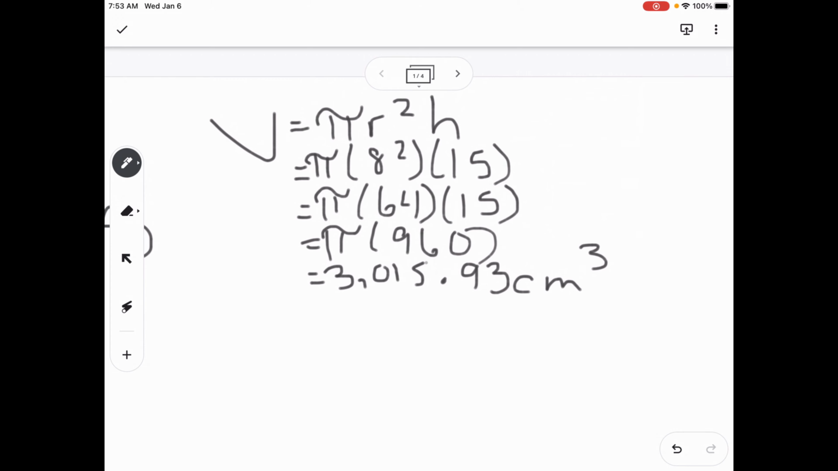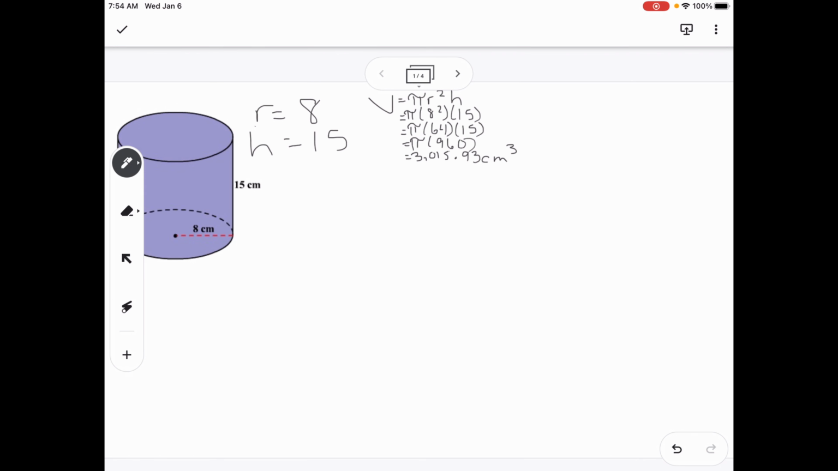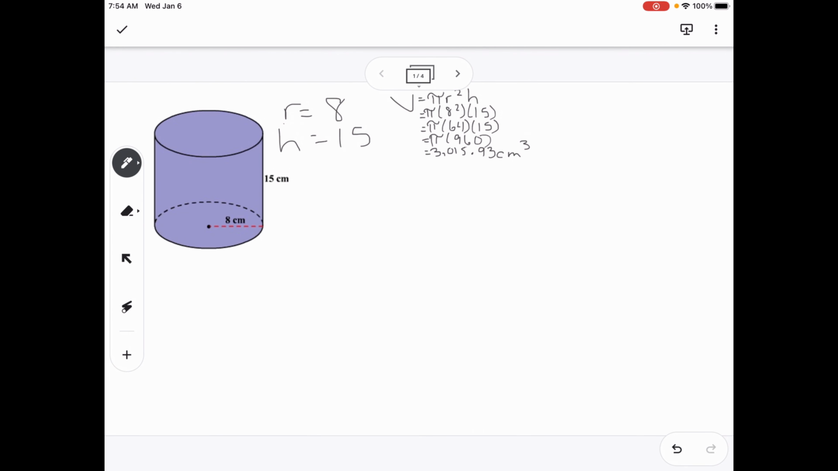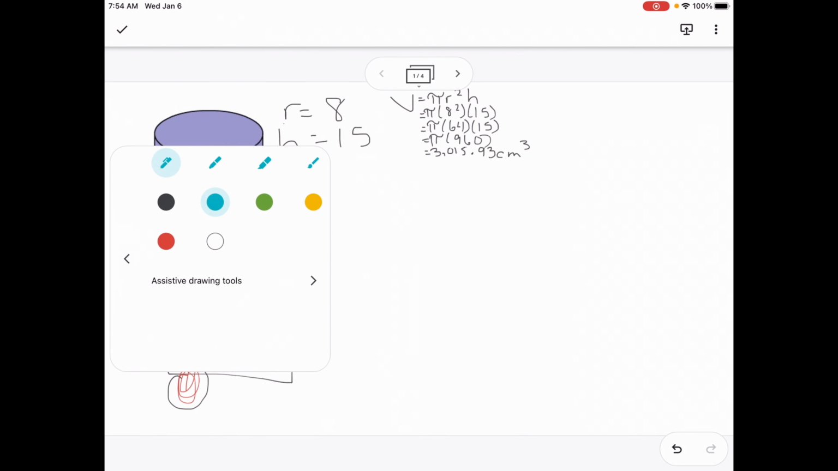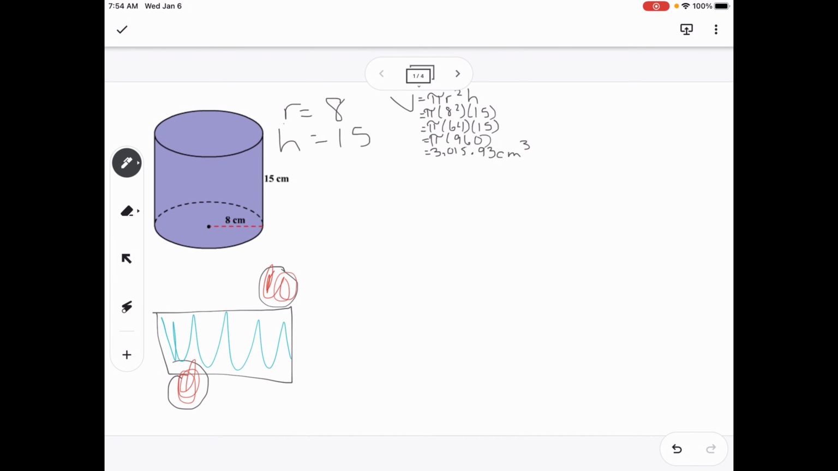Now surface area is different. This is the one that a lot of people tend to struggle with. Okay, you have to find the surface area of the whole shape. So we have 2 circles, and then we have this rectangle, the lateral surface area.